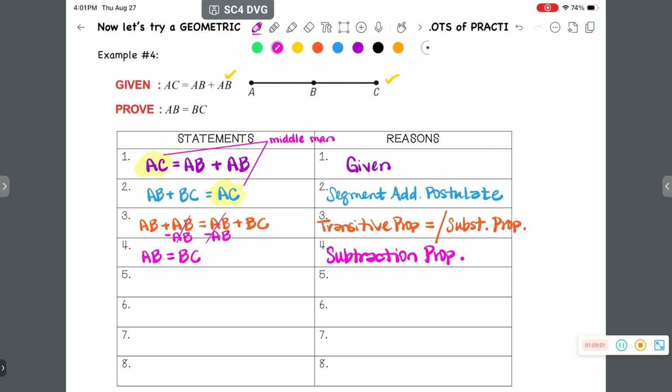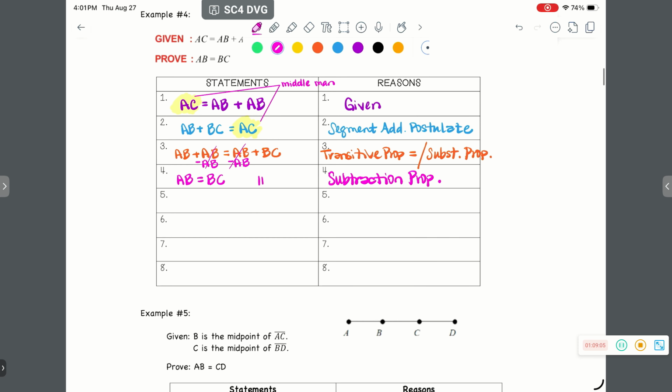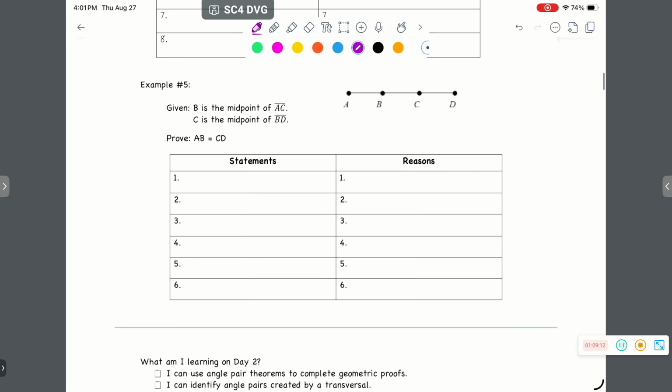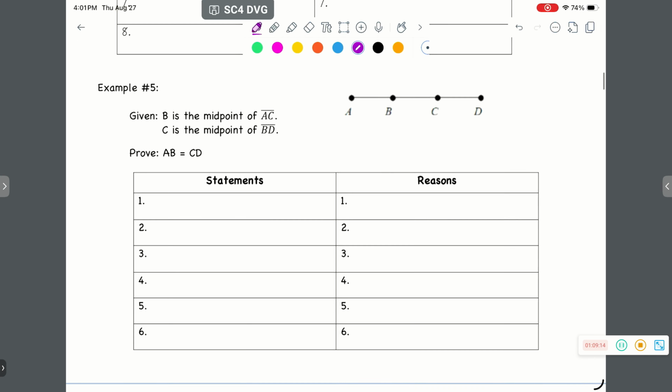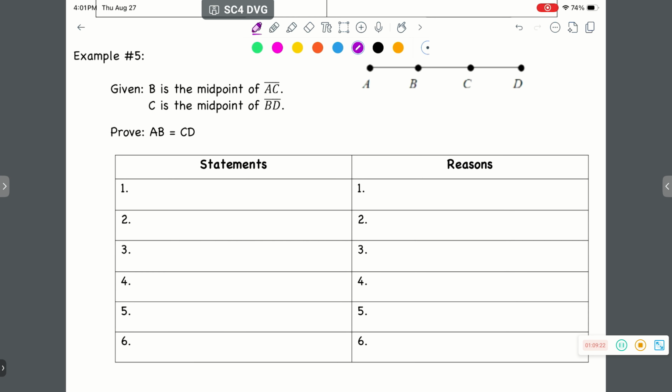All right. Okay. Here we go. Oh, I'm gonna put my little smiley face. Okay. Here we go. Last one. This one's a little more involved. Here we go. B is the midpoint of AC. Oh, hold on.